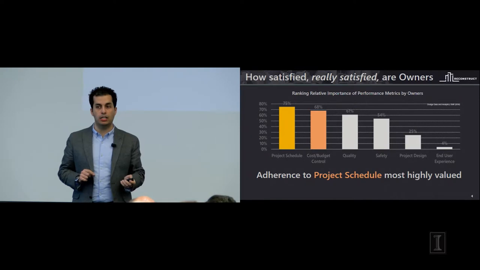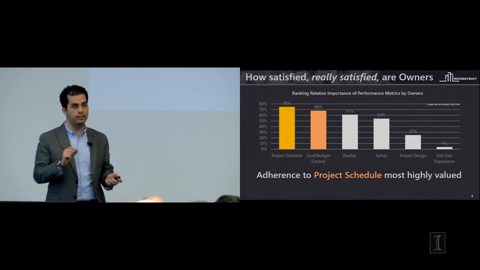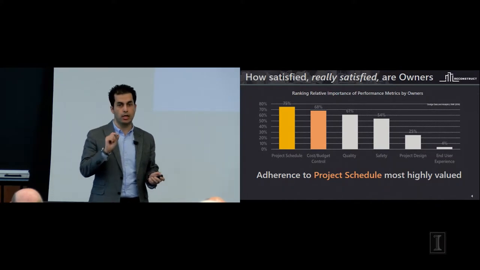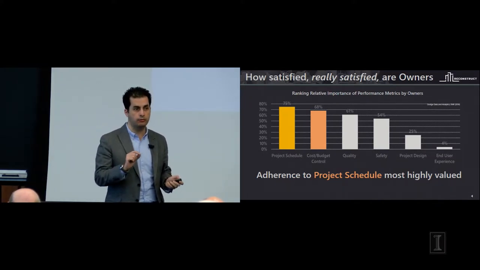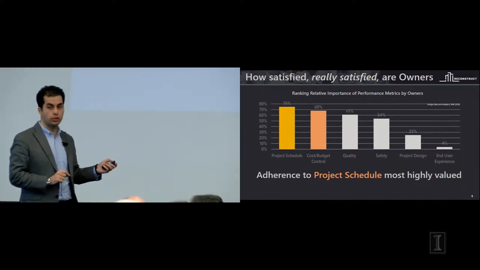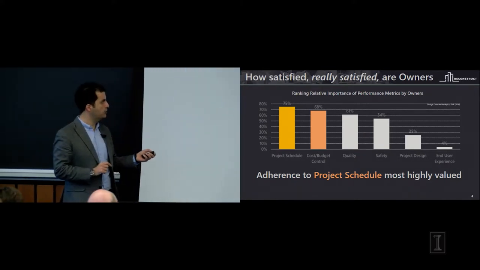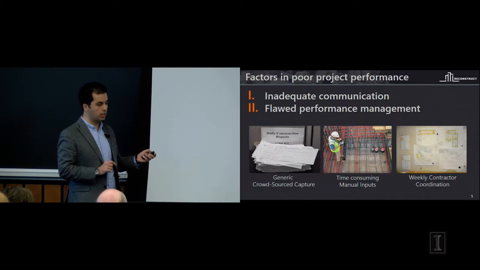Why? Because in our contracts, there are creative ways that we can establish penalties for making sure that the contractors can finish the project on budget. But when it comes to time, we don't have too much control on how the contractors will be able to perform the project. So again, adherence to project schedule has been most highly valued.